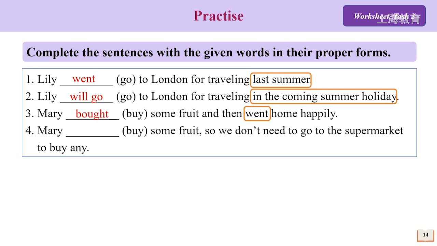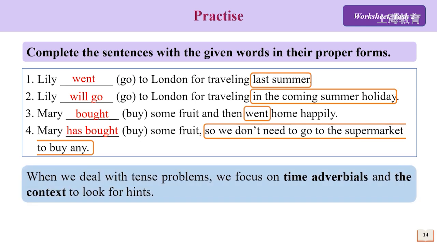4. Mary has bought some fruit, so we don't need to go to the supermarket to buy any. We use the present perfect tense for an action in the past with a result now. Here are some tips for you. When we deal with the tense problems, we focus on time adverbials and the context to look for hints. Remember to circle the information that can help you use the tense correctly in each sentence.